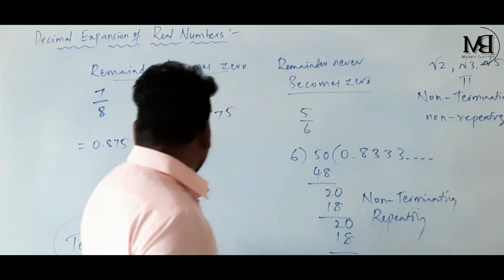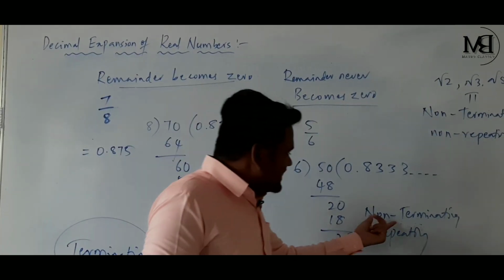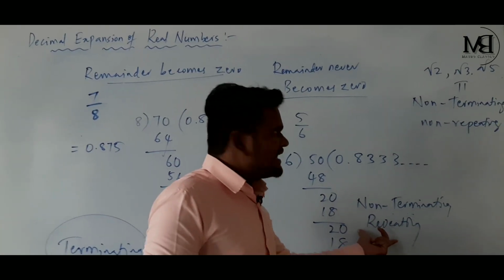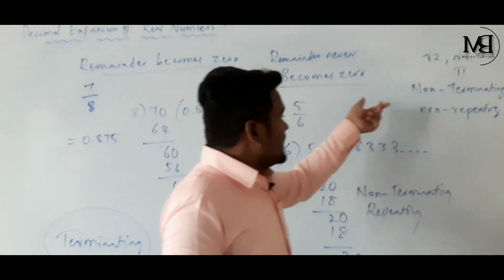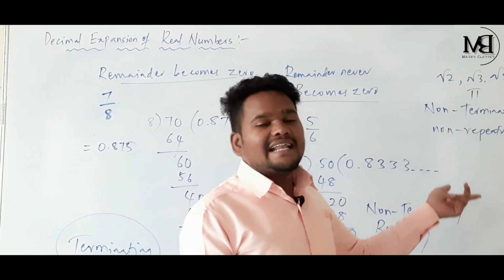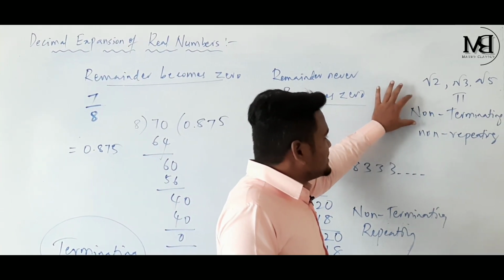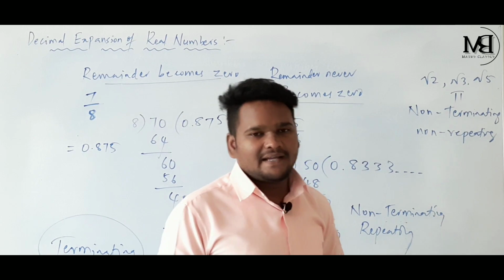Got my point? Terminating decimal is a rational number. Non-terminating repeating decimal is a rational number. Non-terminating, non-repeating decimal is an irrational number. Irrational numbers' decimal expansion is non-terminating, non-repeating.